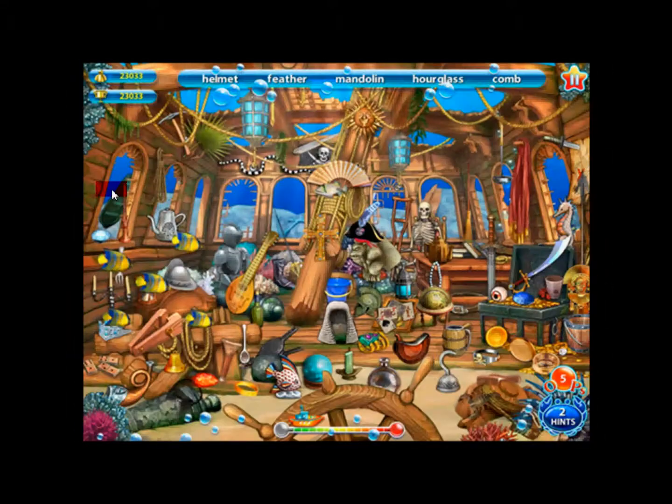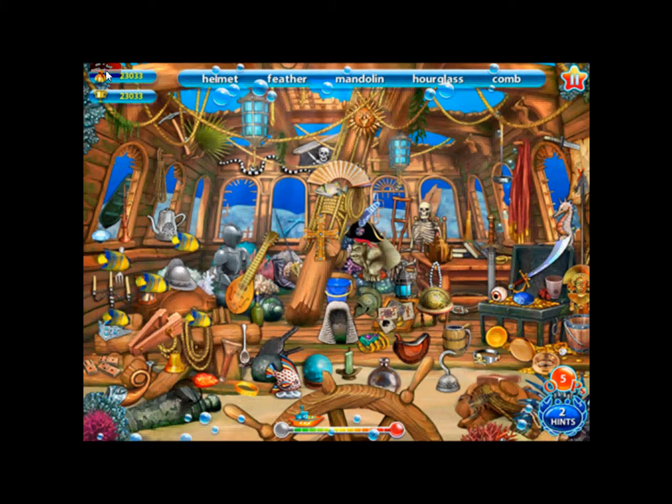Let's play a nice game. Okay, this game we have to find some hidden objects, and usually we play these games using computers. Okay, so we have to find these 5 objects: helmet, feather, mandolin, hourglass, and the comb.